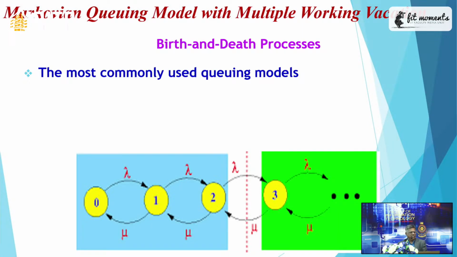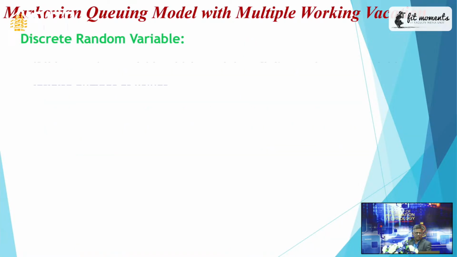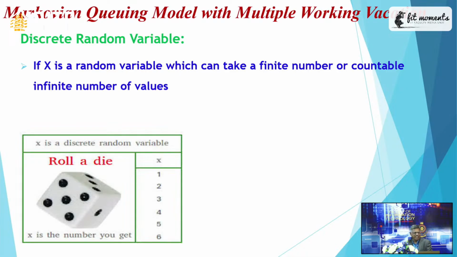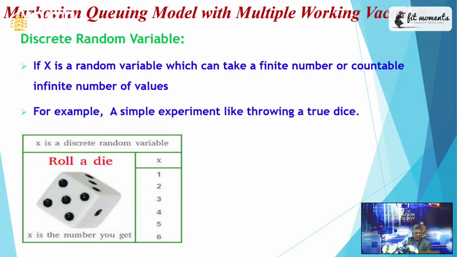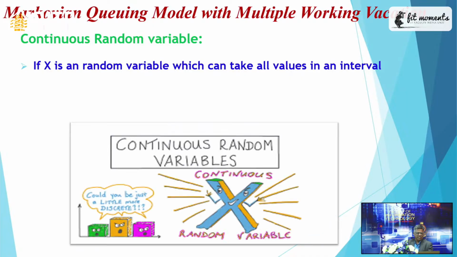Next one is the birth and death process. This is the most commonly used queuing model. What is birth? Equivalent to arrival of the customer. Death means departure from the service. We use the discrete random variable. What is this? This is a finite number or countably infinite number of values, like a die. Continuous random variable takes an interval, a period of time.